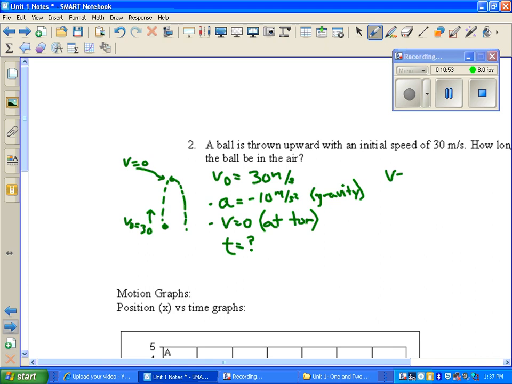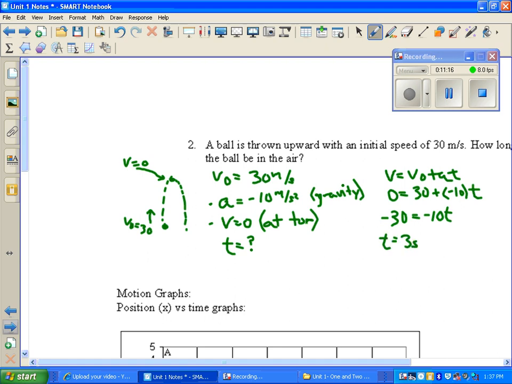So v equals v0 plus at. V is 0 equals 30 for v0 plus minus 10 for a times t. Subtract 30 from both sides. I get minus 30 equals minus 10t. And if I divide by 10, I get t equals 3 seconds.